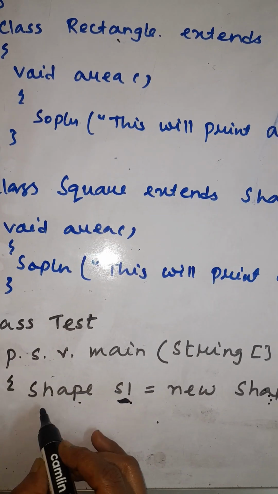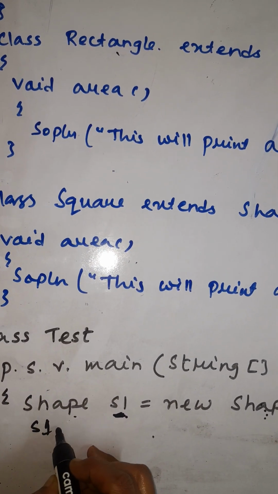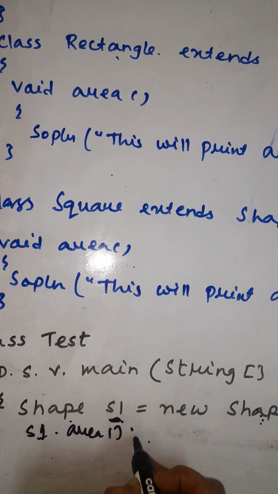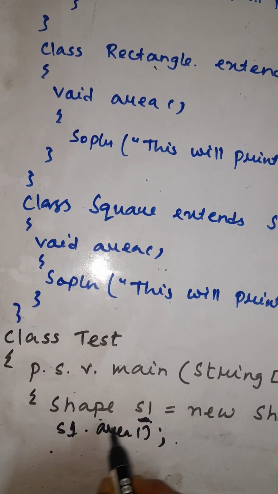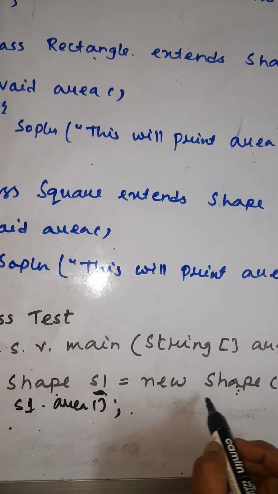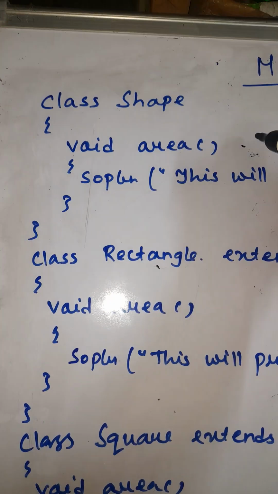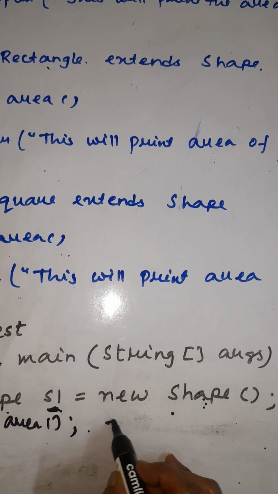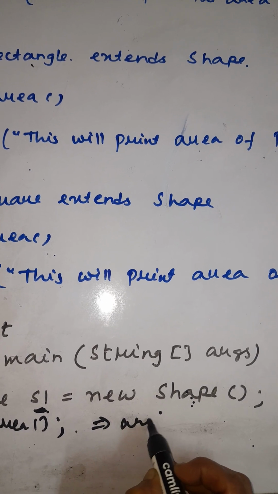If now I want to call S1 dot area, which method will be called? That one is the new Shape. That Shape class method, this area will be called. So this one will print the area of the shape.